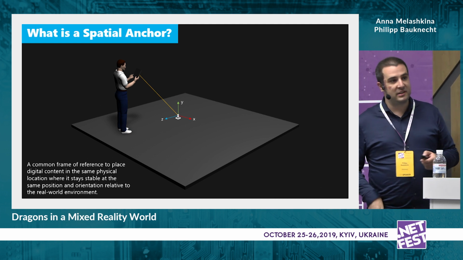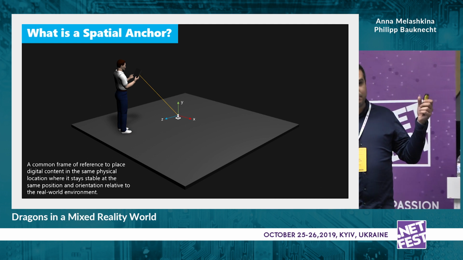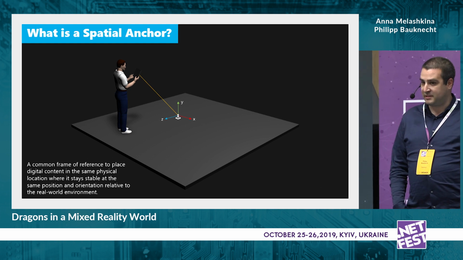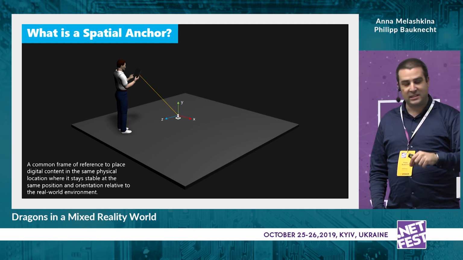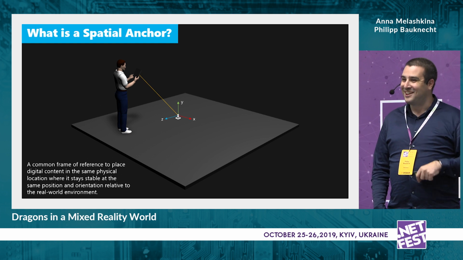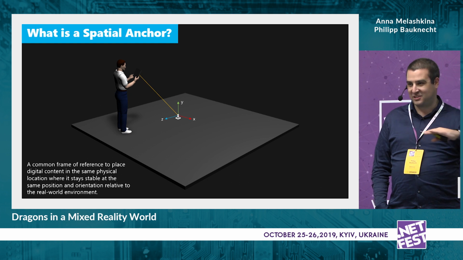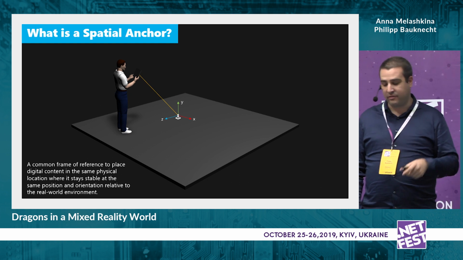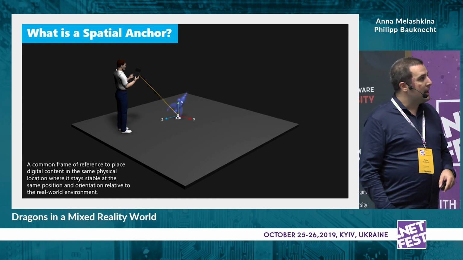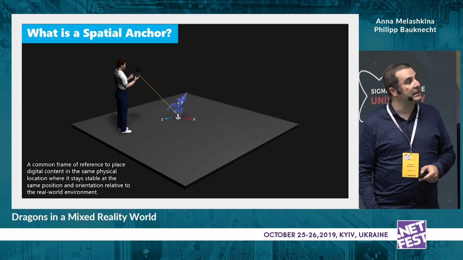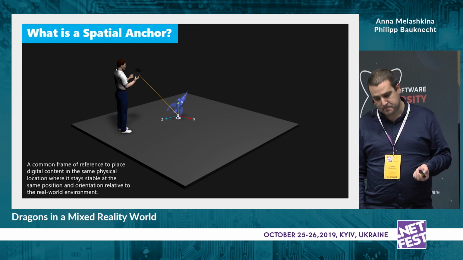Now, this is usually done by the operating system itself. So in the case of HoloLens, it's part of the mixed reality platform. If you're using iOS, it's called ARKit. If you're using Android, it's called ARCore. It's basically operating system features. You don't need to take care of that. So you can then place, for example, a rocket or whatever you like at a certain location.